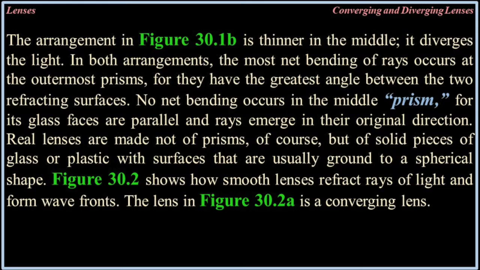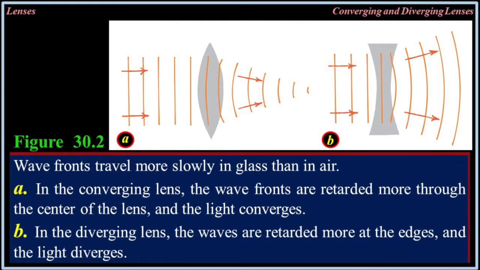Real lenses are made not of prisms, of course, but of solid pieces of glass or plastic with surfaces that are usually ground to a spherical shape. Figure 30.2 shows how smooth lenses refract rays of light and form wave fronts. The lens in figure 30.2a is a converging lens. In figure 30.2, wave fronts travel more slowly in glass than in air.